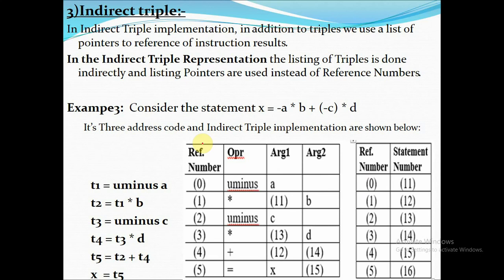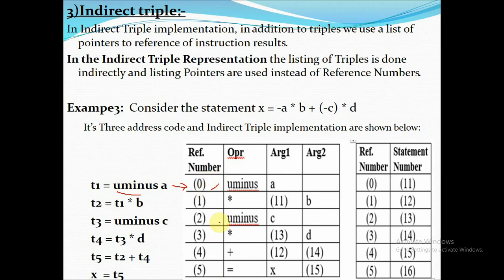So as in the triple representation, we'll write the table here. The first statement: unary minus will be in the operator column, and argument 1 will be A, and its result is called by reference number 0. This is known.